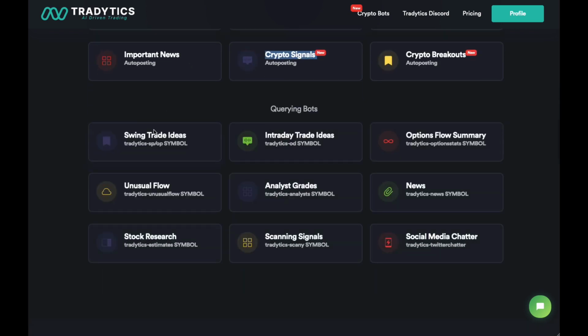Then we have the querying boards. You can see that we have swing trade ideas, intraday trade ideas, options flow summaries, and these commands are what you need to type in order to get the output for this particular query. We'll do that in a few minutes.